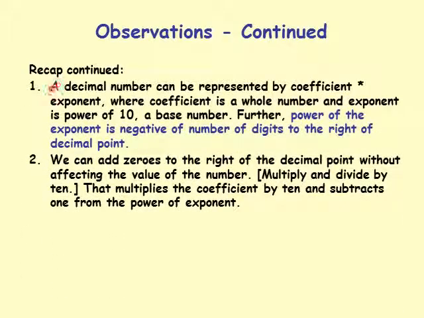Let's continue with the recap here. This is what we already studied before. A decimal number can be represented by a coefficient times the exponent, where the coefficient is a whole number and the exponent is a power of 10, where 10 is the base number. Further, the power of the exponent is the negative of the number of digits to the right of the decimal point.